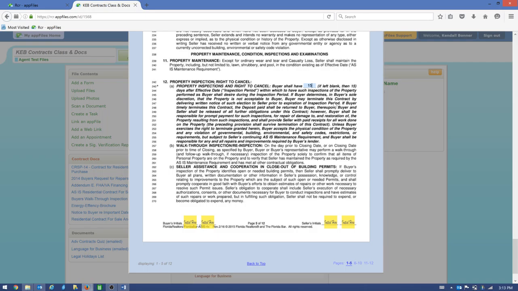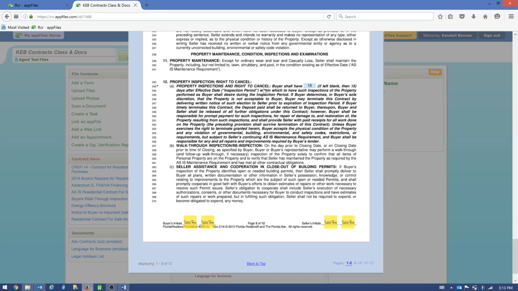Okay, so if the buyer determines in buyer's sole discretion that the property is not acceptable to the buyer, buyer may terminate this contract by delivering written notice of such election to the seller prior to expiration of the inspection period. So that means on or before day 15. So day 15, it expires at midnight, okay? You've got to deliver written notice of your customer's decision to cancel the contract or terminate the contract. If you fail to do this, well, we'll read about that next.